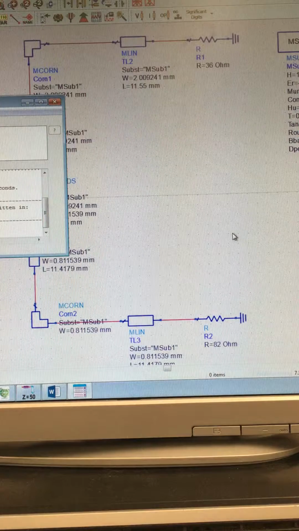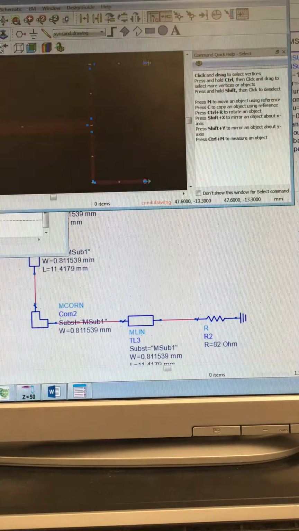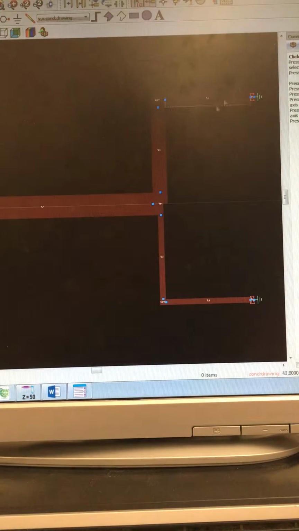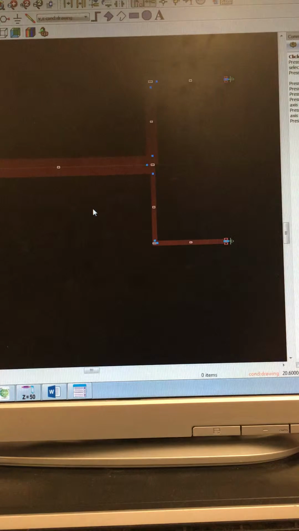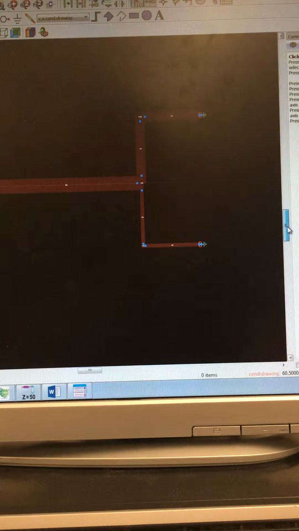So, after you've done that, you will generate your layout, which will look like this. As you can see, these sections are matching because the corners and the transmission lines are all the same width, and the same down here. If they're not, then, as I said, the fabrication won't work.